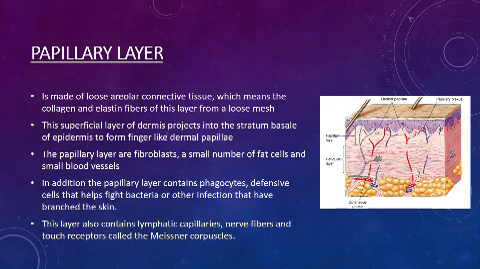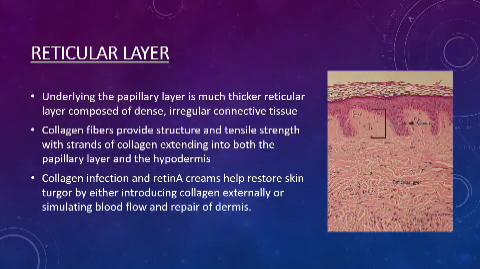The papillary layer contains fibroblasts, a small number of fat cells, and small blood vessels. In addition, it contains phagocytes, defensive cells that help fight bacteria or other infections that have breached the skin. This layer also contains lymphatic capillaries, nerve fibers, and touch receptors called Meissner corpuscles. What are the touch receptors? Those are nothing but Meissner corpuscles. Clear? Then coming to the reticular layer.